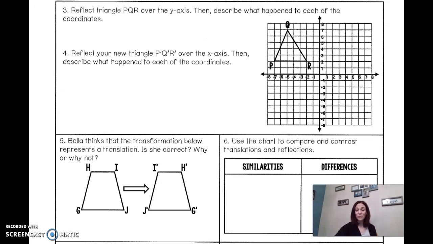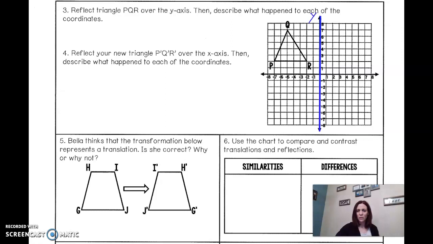So again, lesson 3 is on reflections. And what we want to do is really focus on understanding what a reflection is and understanding what a reflection does to the shape. So number 3 here, now 3 and 4 kind of go together. It says reflect PQR over the y-axis. Okay, I'm going to be careful that I am reflecting over the correct axes, right?